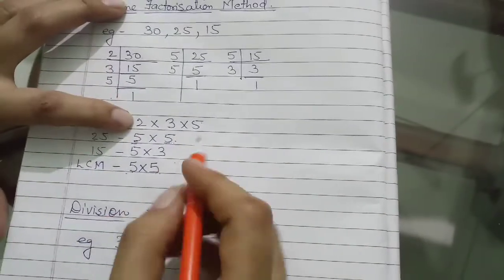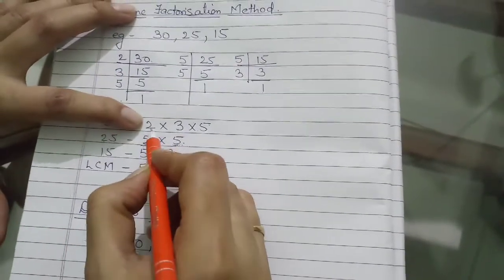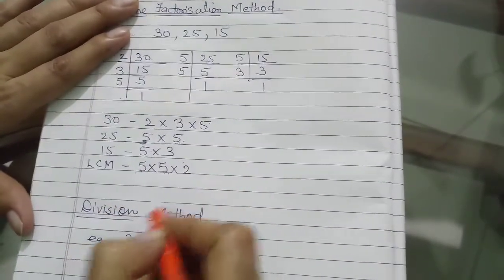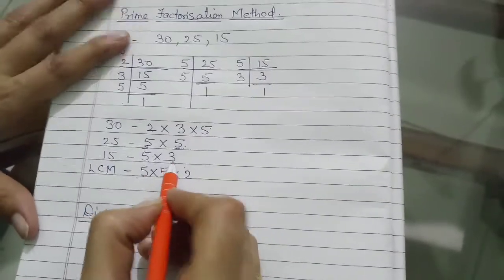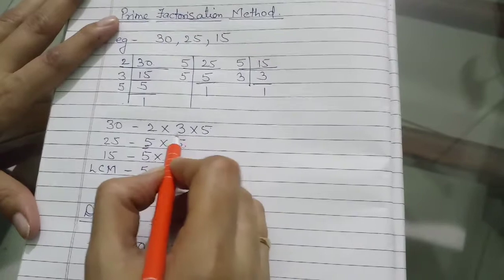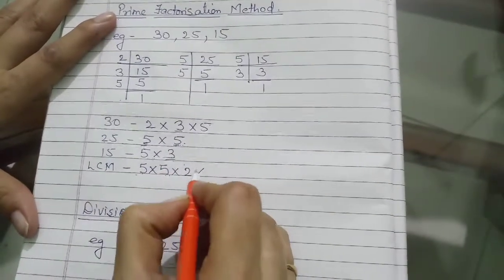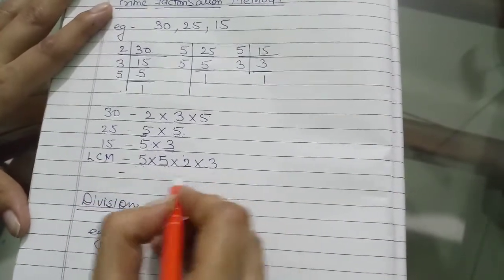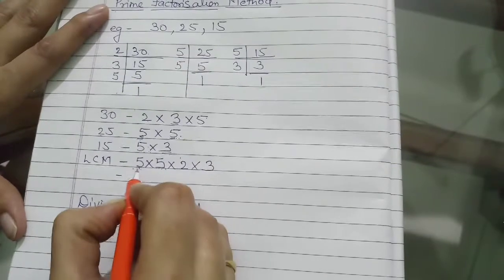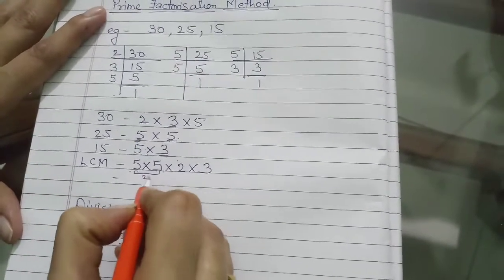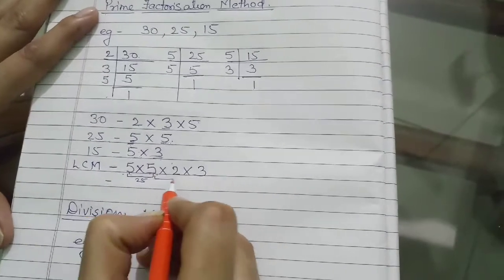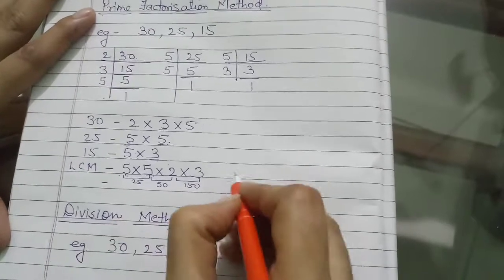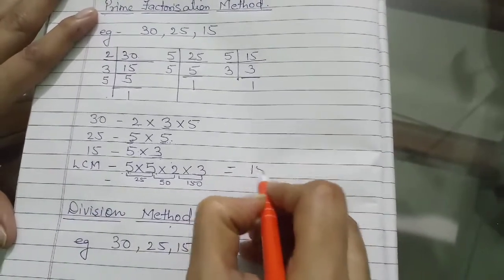Then next, 2 is not repeating anywhere. 2 is single in this number, it is not repeating in 25 and 15, so I will write 2 only one time. And the maximum number of repetitions of 3 is also 1. Here 3 is 1 time and here also 1 time, so I will take 3 only 1 time. Next I will find the product of all these numbers. 5 5s are 25, 25 2s are 50, and 50 3s are 150. So the LCM of these numbers will be 150.